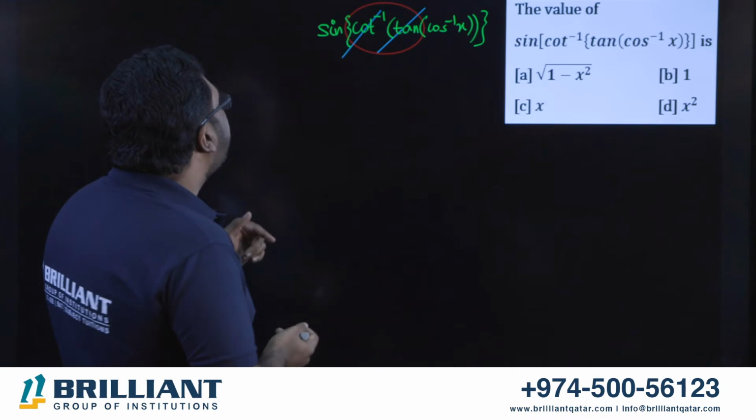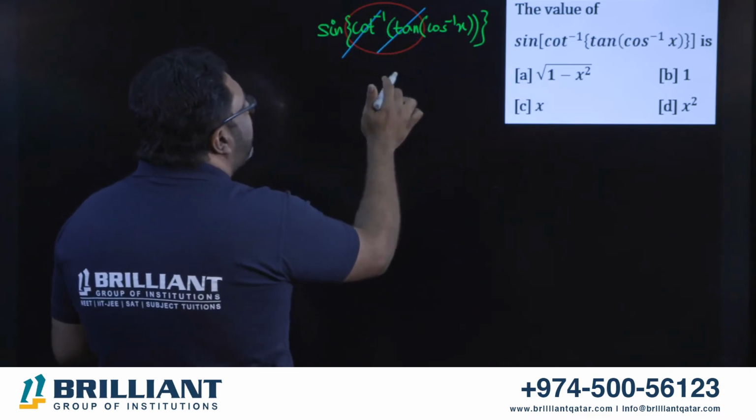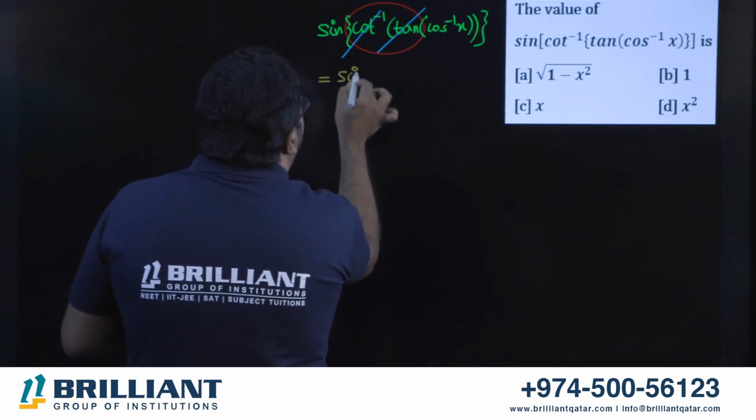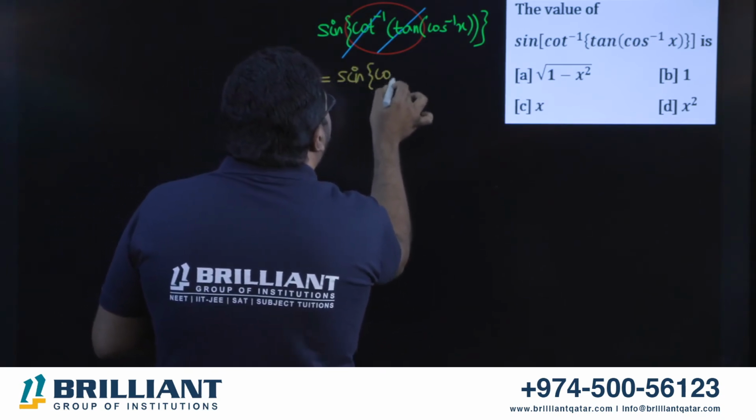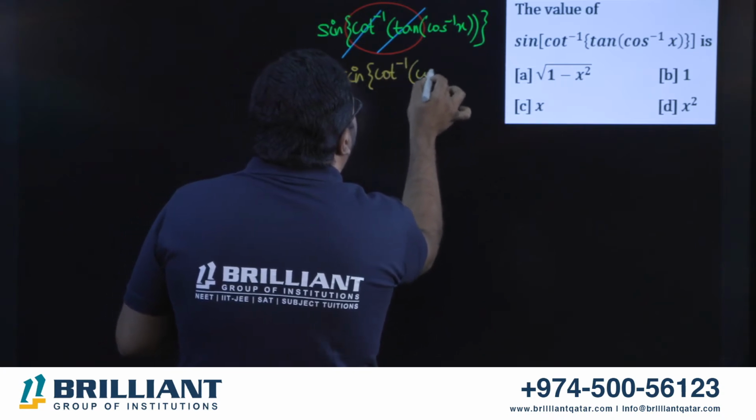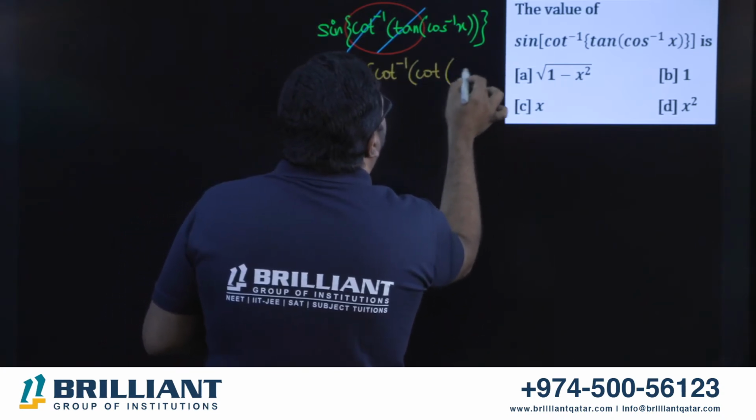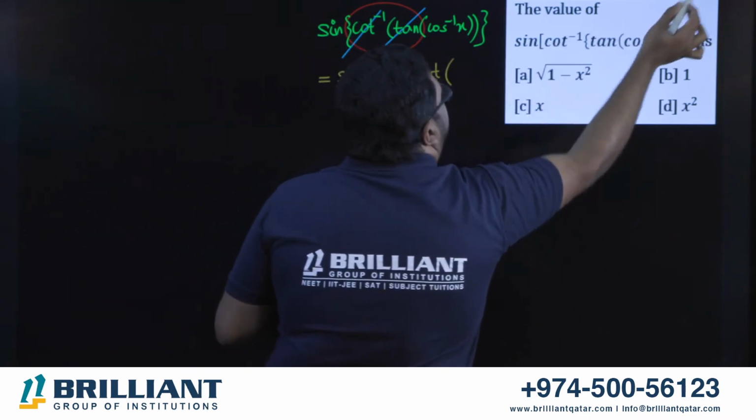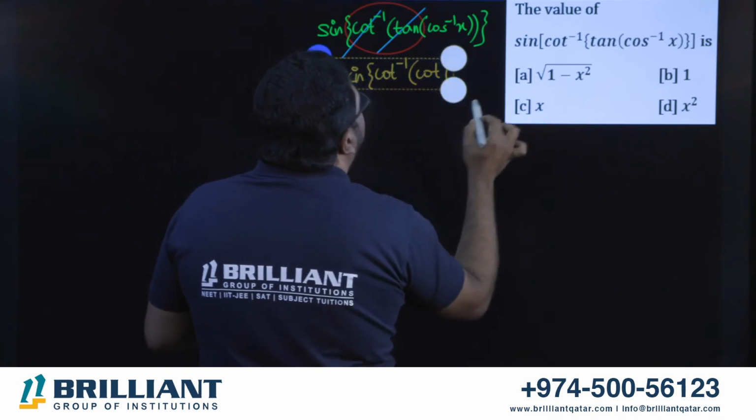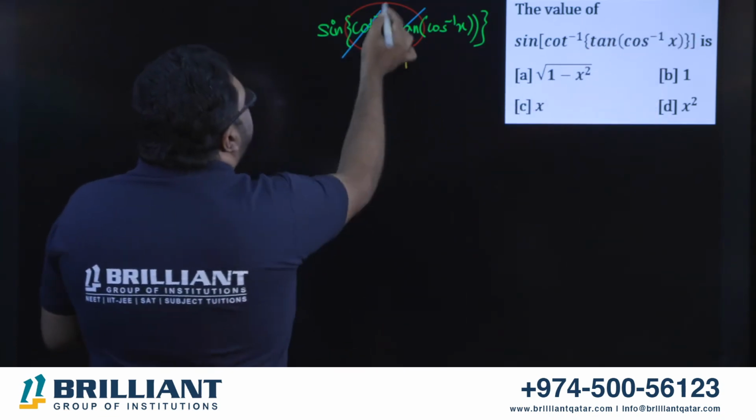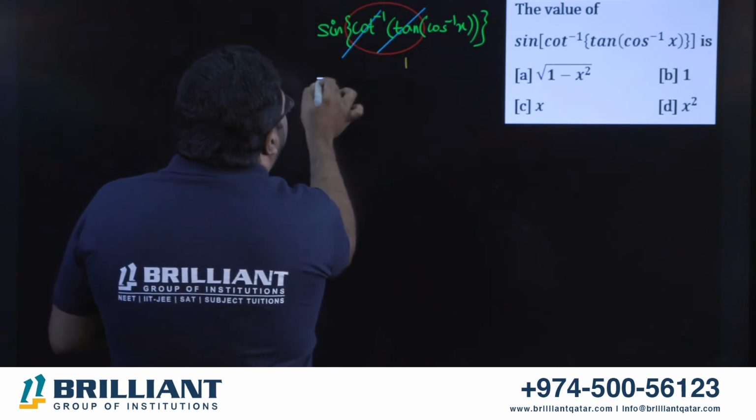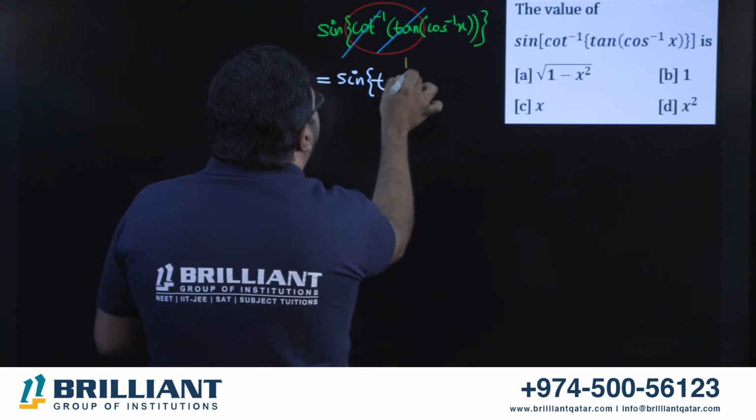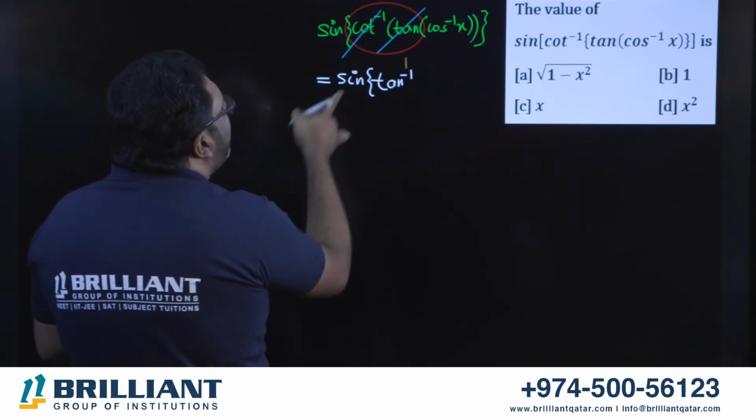When you have to eliminate them, learn it like this. When they eliminate themselves, it's going to become sine of cot inverse of cot of... Okay, I'll explain that again. I'm going to change this here. That is equal to sine of, don't say cot inverse, say tan inverse of. Tan inverse of. So I want to eliminate.